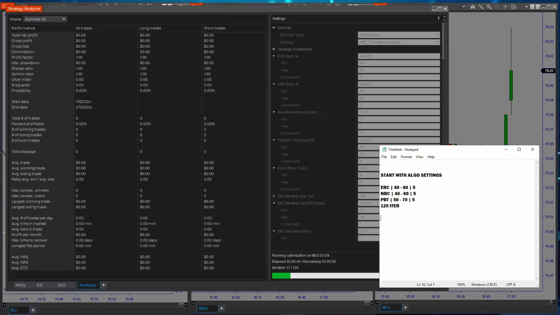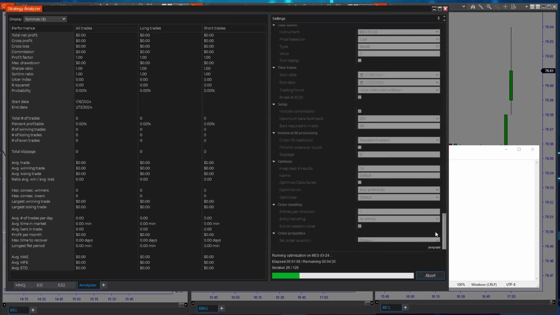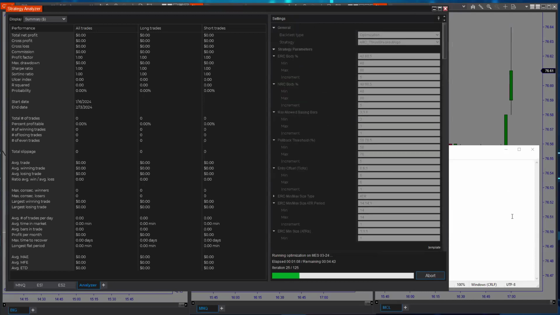Hint, you can use this again when you're optimizing again. This is saying it's going to take 5 minutes, which is kind of a long time, but I guess it's because it's MES. There is a lot of data. All right, we'll let this do its thing.